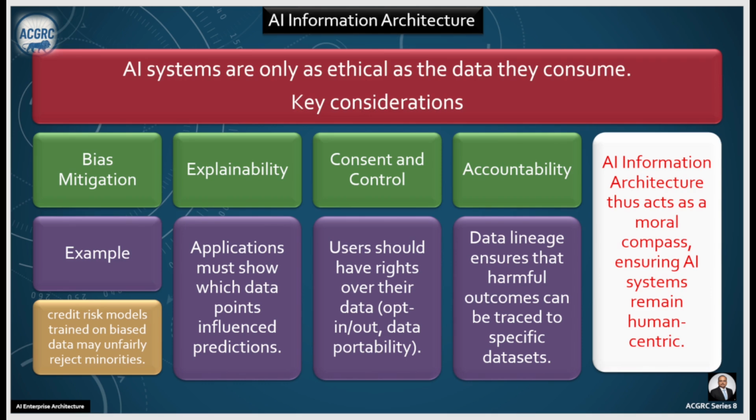Applications must show which data points influence the prediction. That's explainability. If you do not, then you have a challenge here. Users should have the right over their data, an option to opt in or opt out, and data portability. That's having consent and control in place. And data lineage ensures that harmful outcomes can be traced to specific datasets, which means you need to have a clear data lineage, which is an important part of the accountability aspect. AI information architecture thus acts as a moral compass, ensuring AI systems remain human-centric.